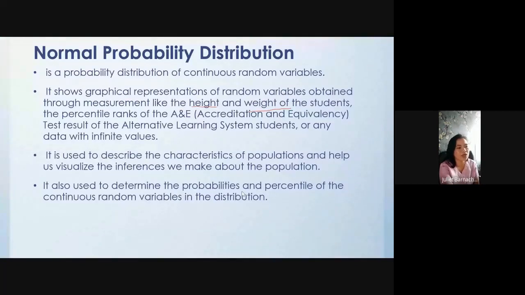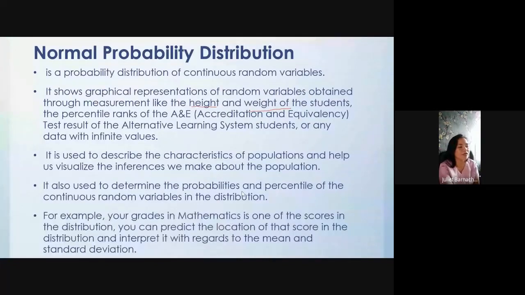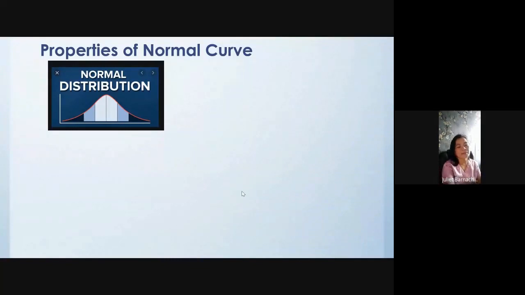If you remember, in our topic on discrete, what we always did was count. Those are the discrete random variables, the data that are counted. But when we say continuous, these are data that are being measured. For example, your grade in mathematics is one of the scores in the distribution. You can predict the location of that score in the distribution and interpret it with regards to the mean and standard deviation.